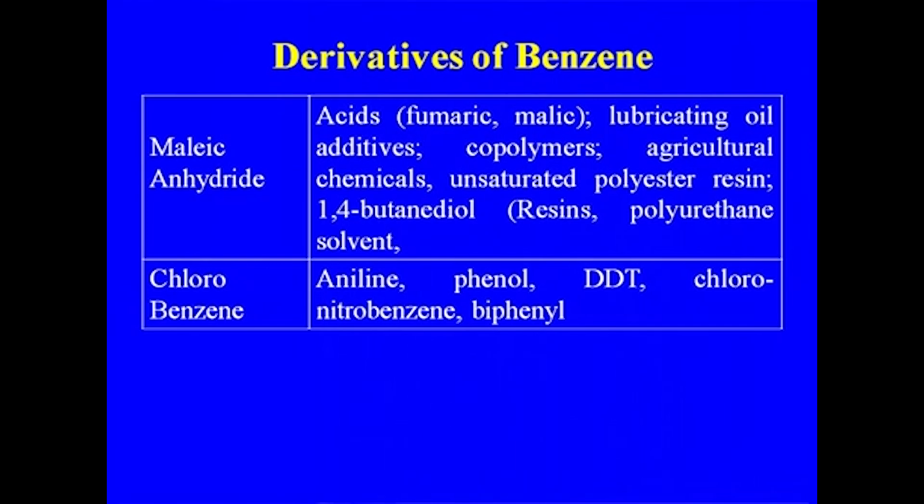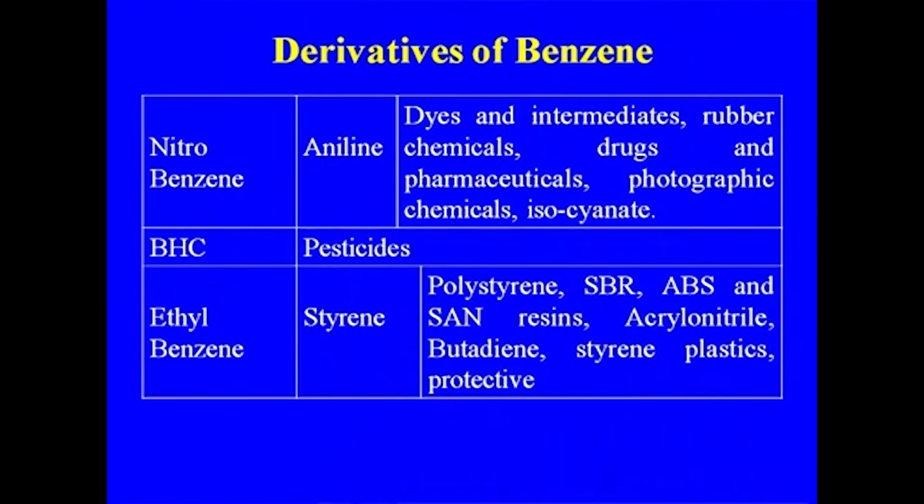Chlorobenzene was the route for the aniline or the nitrobenzene that we are using. So, for making the chlorobenzene, chlorination of the benzene, that was the route. So, aniline, phenol, DDT, chloronitrobenzene and diphenyl. So, these are some of the other important nitrobenzene derivatives. As I told you, the nitrobenzene is being used for the manufacture of the aniline, dyes and intermediates, rubber chemicals, drugs, pharmaceuticals, photographic chemicals, isocyanate.